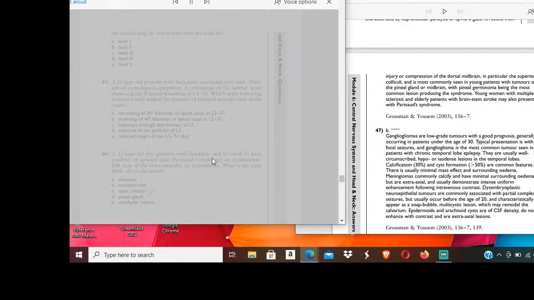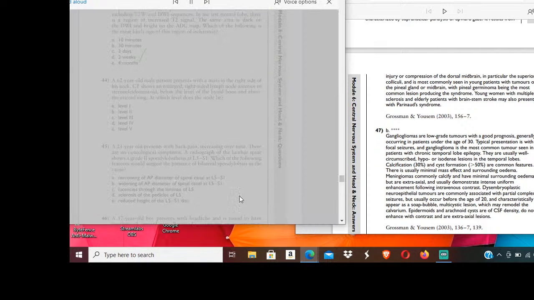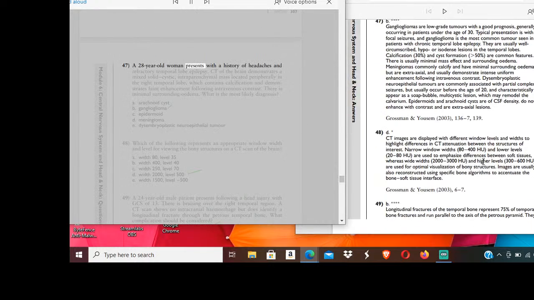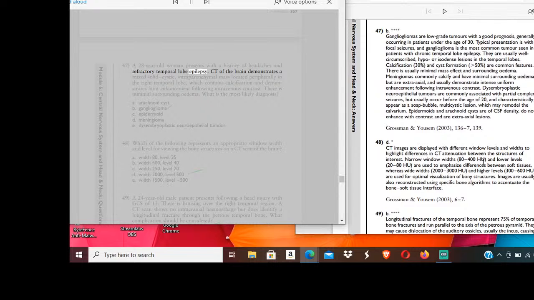Module 6, Central Nervous System and Head and Neck questions. 47. A 28-year-old woman presents with a history of headaches and refractory temporal lobe epilepsy. CT of the brain demonstrates a mixed solid cystic, intraparenchymal mass located peripherally in the right temporal lobe, which contains calcification and demonstrates faint enhancement following intravenous contrast. There is minimal surrounding edema. What is the most likely diagnosis?